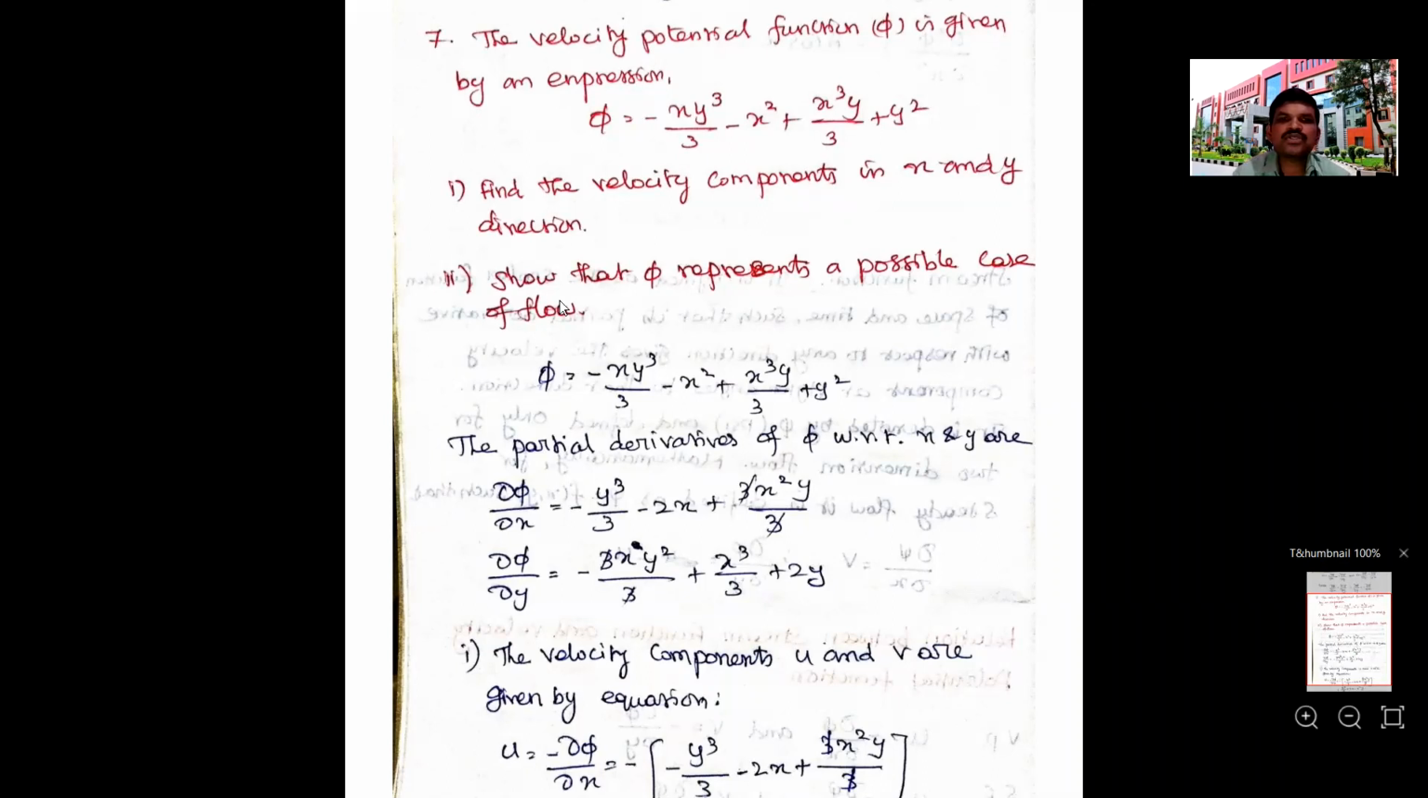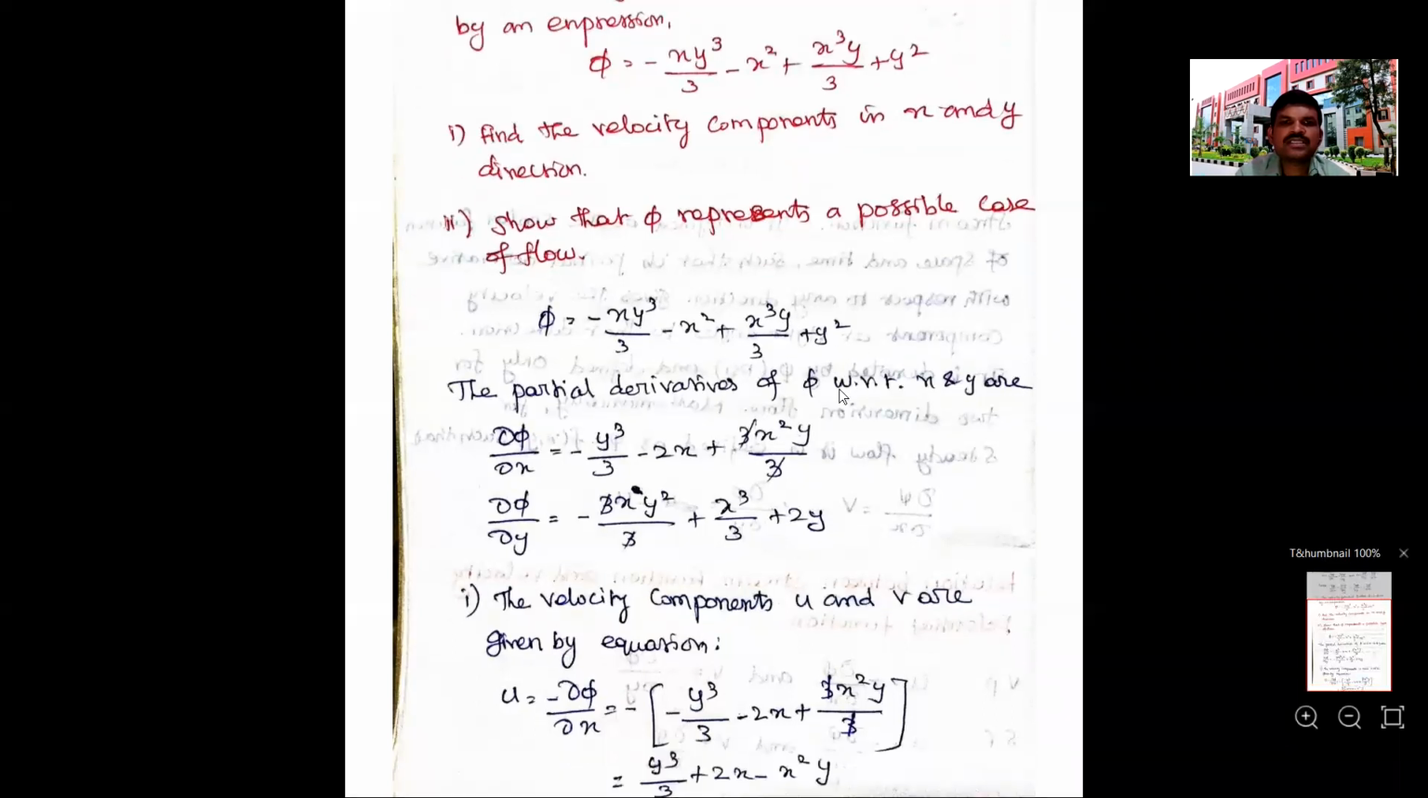In the second question, they asked whether this phi is a possible case of flow. If you get 0 in that equation, it is a possible field of flow. So now we will check. Write the given data: phi is equal to minus xy cube divided by 3 minus x square plus x cube y divided by 3 plus y square.